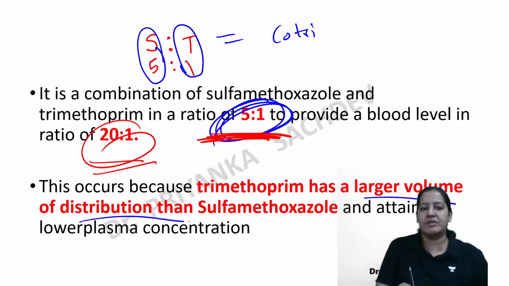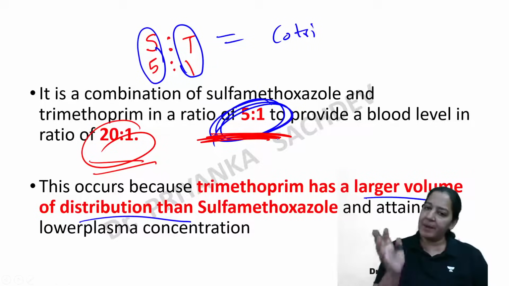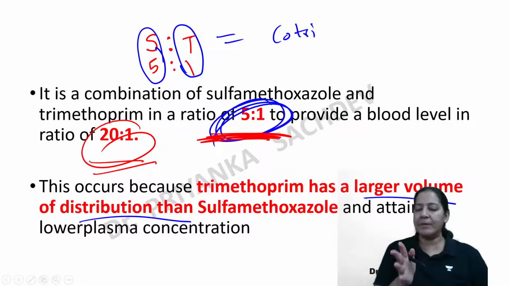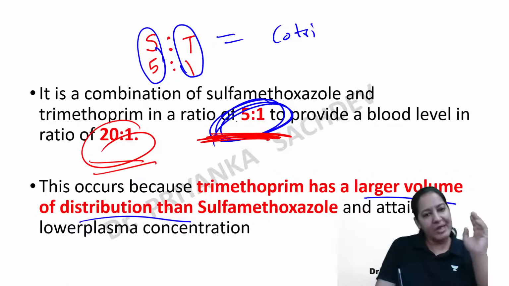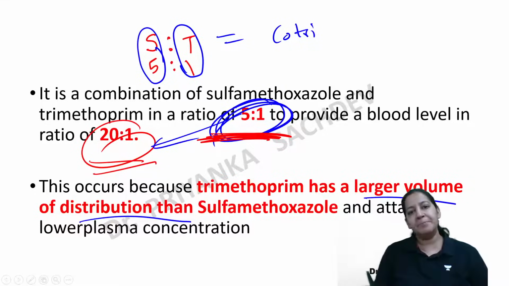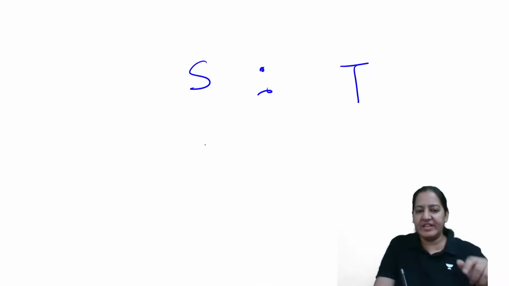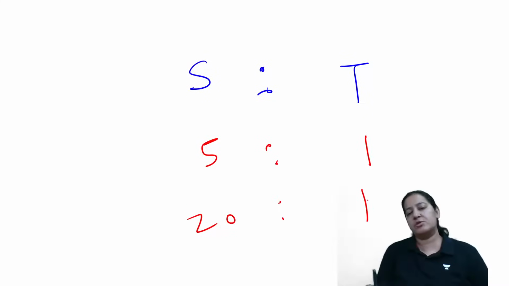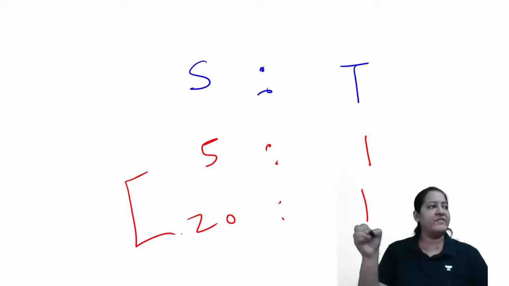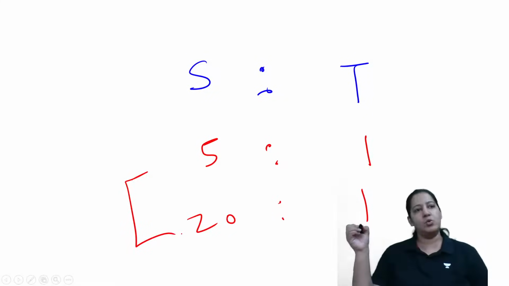The reason is the difference in volume of distribution. Most of the trimethoprim enters the tissue and sulfonamide remains in the blood only. So that's why the ratio changes after going inside the body. Give me a thumbs up. So what is the ratio? If you ask the ratio in which sulfonamide and trimethoprim are mixed, the answer is 5 is to 1, but after going in the blood, it becomes 20 is to 1. So the two answers are in front of you. What is the relevance of 5 is to 1? What is the relevance of 20 is to 1?